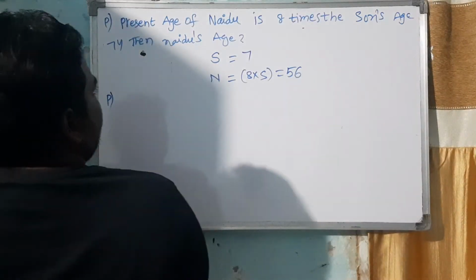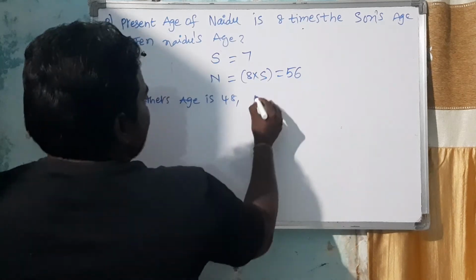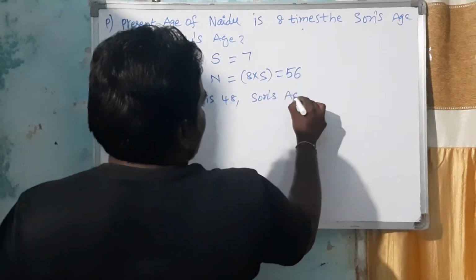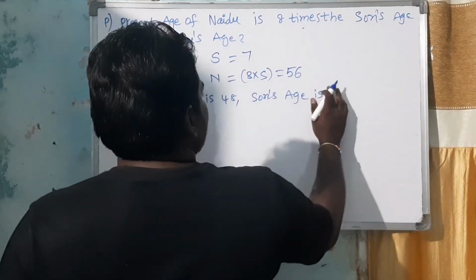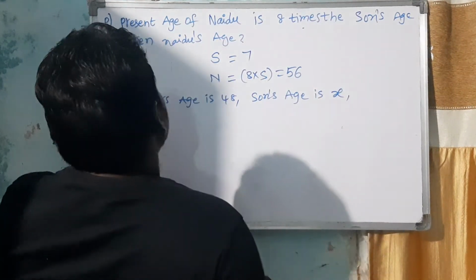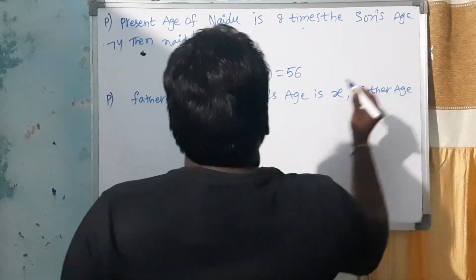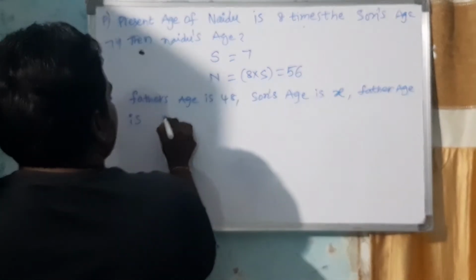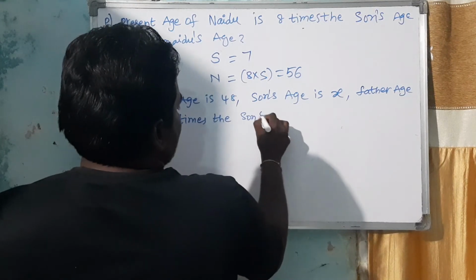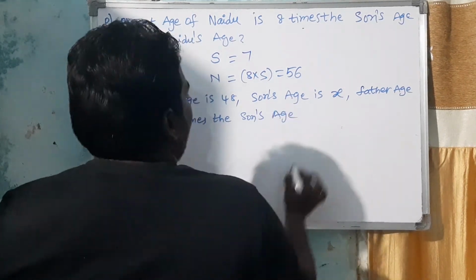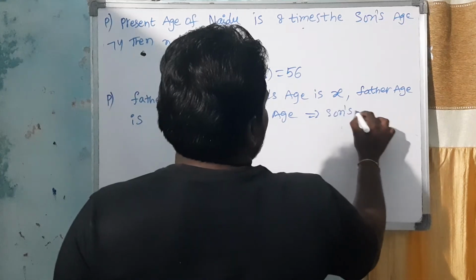And in the same way, the question is, if father's age is 48, son's age is, let me say x. Father's age is 6 times the son's age. Then what is son's age? He asked me, what is son's age?